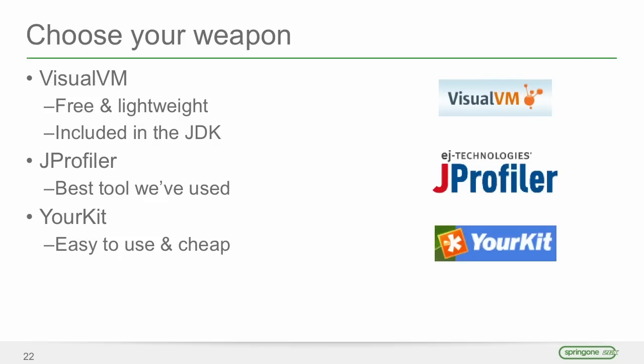So Visual VM is free, it's very lightweight, it's included in the JDK, so that's the easiest tool to use. JProfiler is honestly the best tool I've used, but it's a little bit expensive. And Yourkit is very easy to use, very cheap, and I found it more pretty. So that's why I used it for my blog post, because the screenshots looked better. It's also an excellent tool, and it's Yourkit I'm going to use here because I want to have the same tool as in the blog post. But for what we are doing right now, the 3 tools could have done the same job.